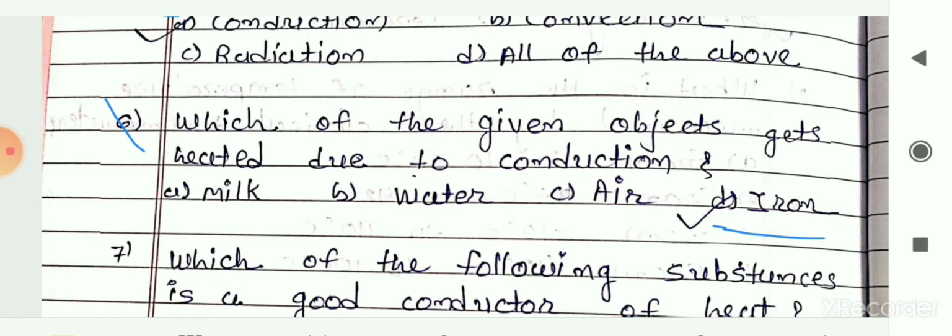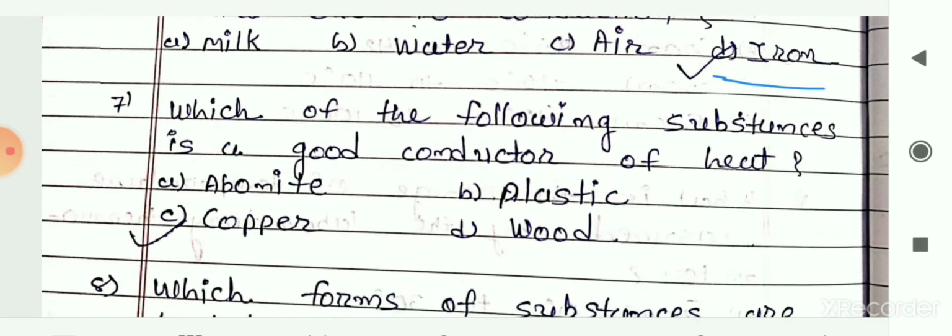Option D, iron. Next is, which of the following substances is a good conductor of heat? The options are given to you, that is ebonite, plastic, copper and wood. So here your answer is copper. Copper is a good conductor of heat, and the rest of the options are poor conductors, or you can say insulators of heat.